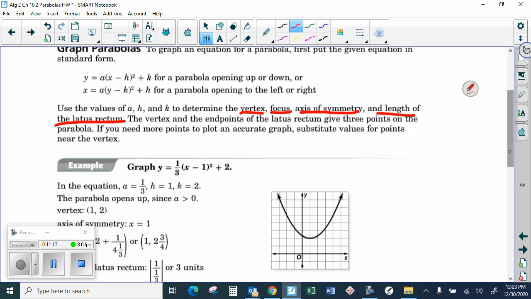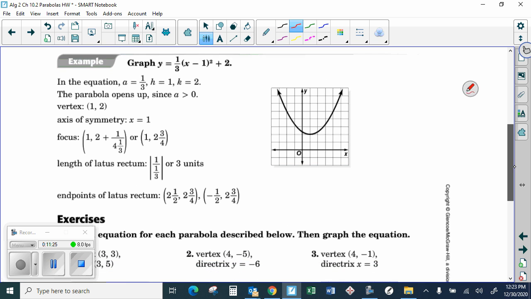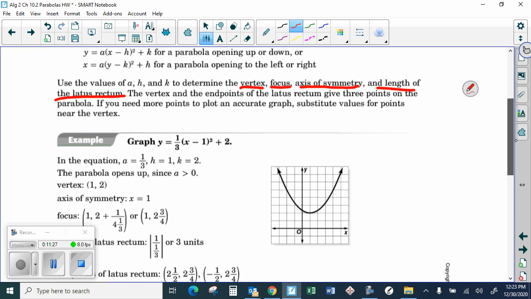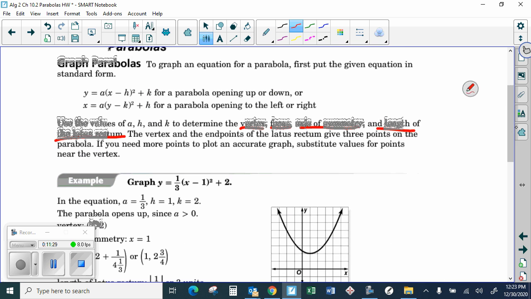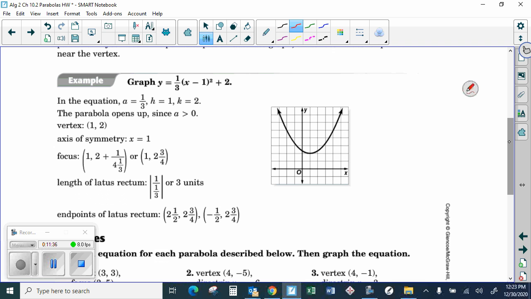If you need more points to graph, substitute values for points near the vertex. And so we'll talk about this. Now notice this example, it just says graph that.